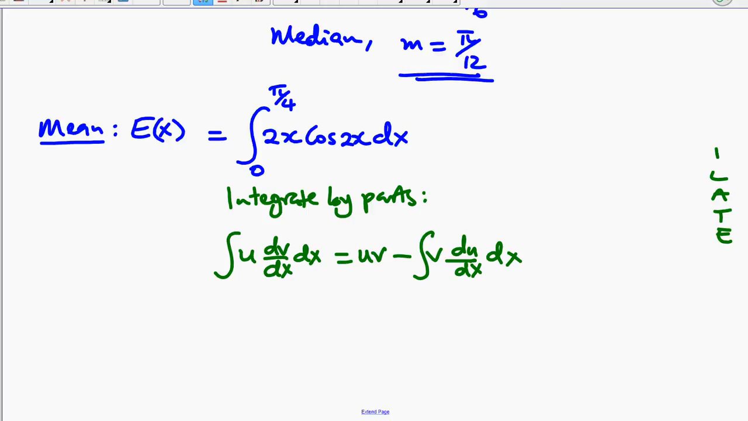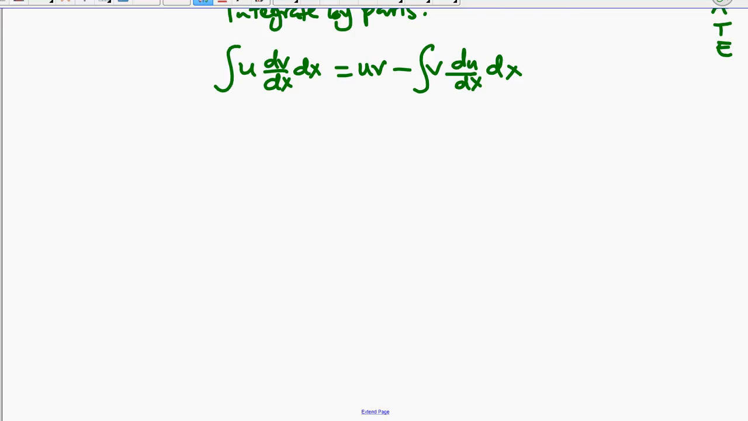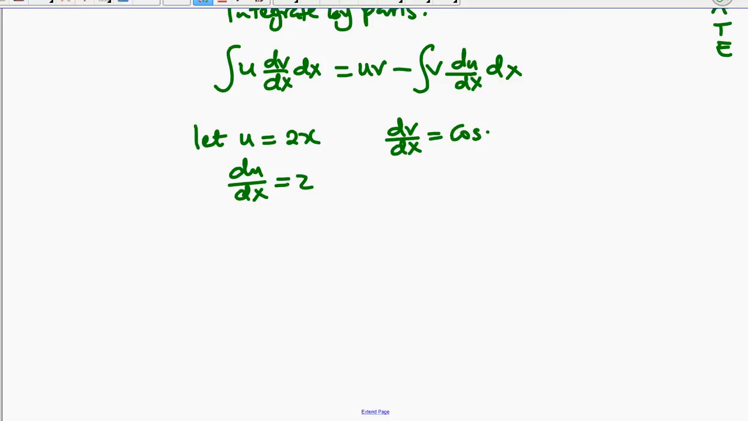Good. So let's start. What is our u? Let u be equal to 2x. du over dx will be equal to 2. dv over dx equal to cos 2x. v will be equal to sine 2x over 2. So we can go further and plug everything in the formula.